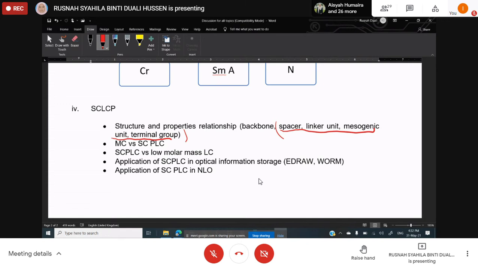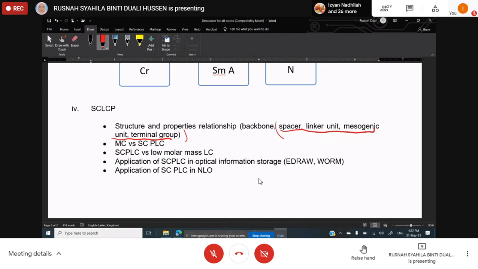And then the mesogenic unit. If we use too many benzene rings in the mesogenic unit, can you imagine, benzene rings, let's say 3 or more than 4, will actually make it very rigid. So it's not good. It will not show a liquid crystal phase, because the mesogenic unit is, in other words, more rigid.